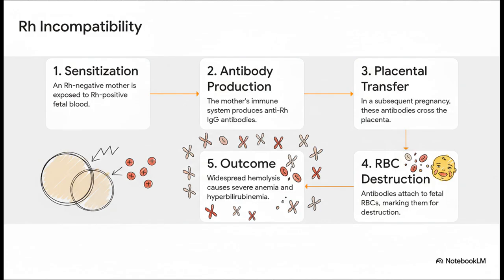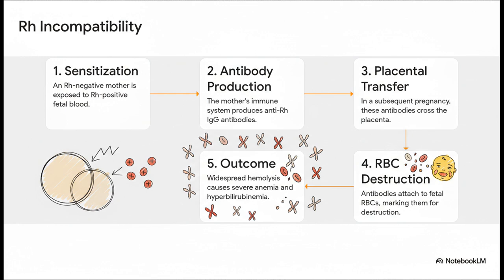Okay, so this breaks down the whole timeline perfectly. It all kicks off during the first pregnancy. You have an Rh-negative mom with an Rh-positive baby, and during delivery, some of their blood can mix. This sensitizes her immune system, which then starts building an army of anti-Rh antibodies. And you know what? That first baby is perfectly fine. The real trouble starts with the next pregnancy if that baby is also Rh positive.